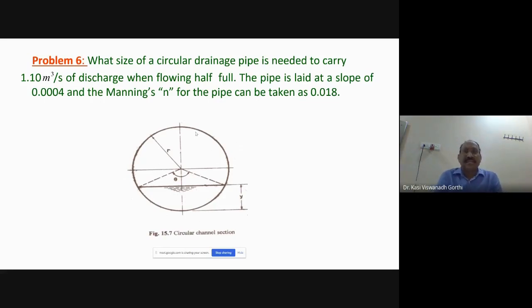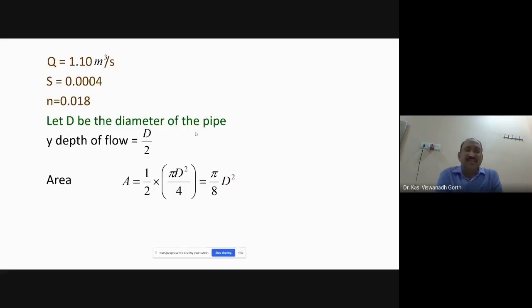Second thing that is given is that though it is a drainage pipe, it is not running full. So there will be a free surface. Once there is a free surface, this is considered to be open channel flow. So the applicable governing equations would be either Chezy's formula or Manning's formula. The discharge is given to be 1.1 meter cube per second, longitudinal slope is 0.0004, Manning's N is 0.018, and let D be the diameter of the whole pipe.